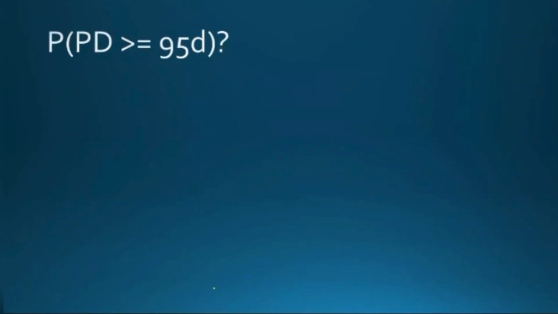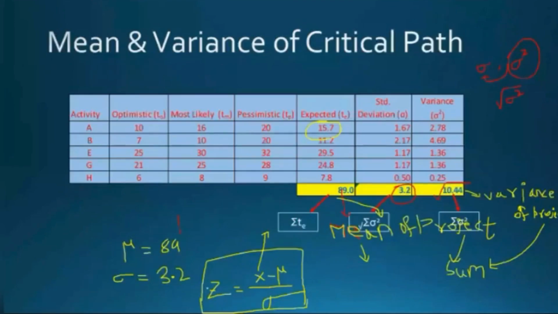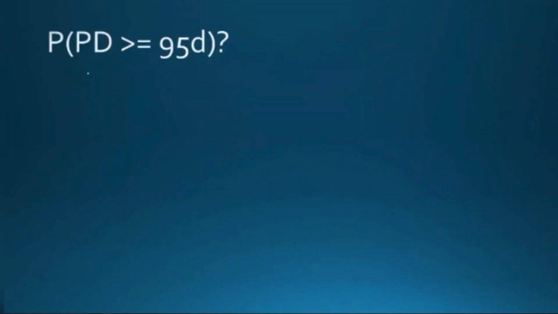Now, what is the critical path? First question, the critical path is A, B, E, G, H. Critical duration is 89. So the first two questions we have answered. Now we are going to calculate the third question. Here is where the actual PERT application starts. Probability of project duration greater than or equal to 95 days. To understand how to find the probability, first we need to understand what the probability curve is for this particular case.